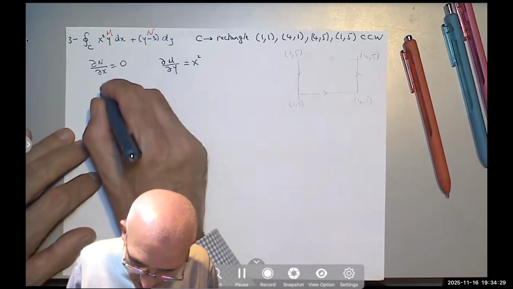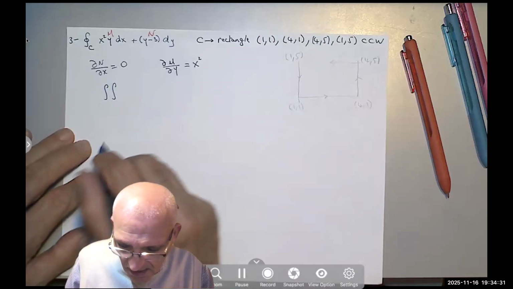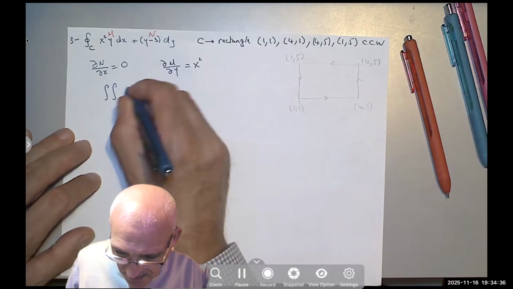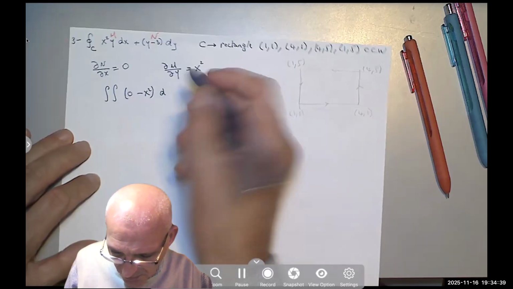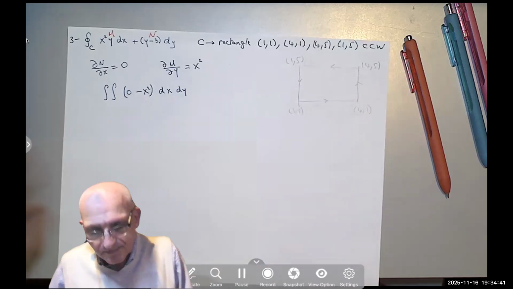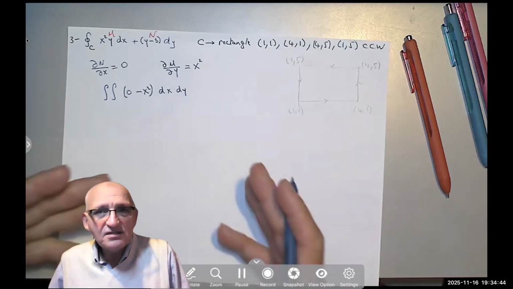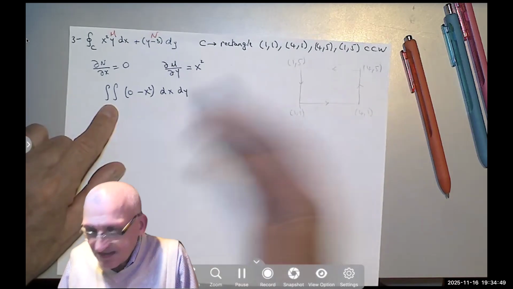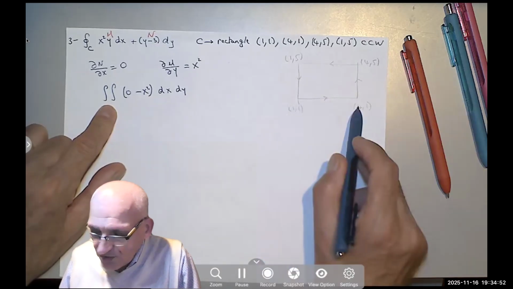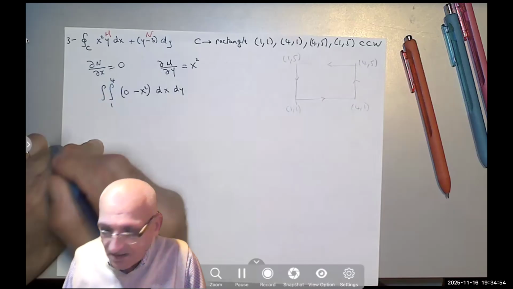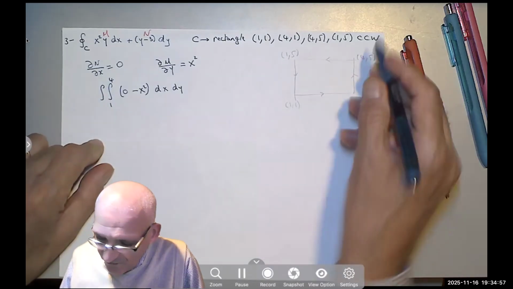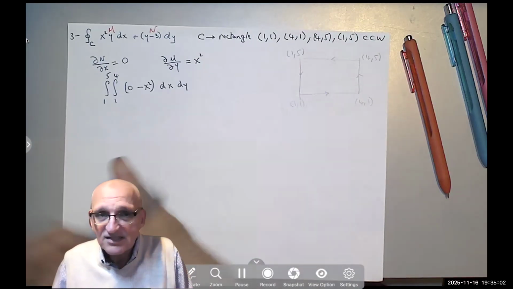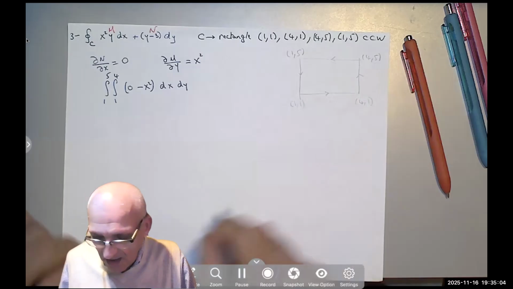So now my double integral of dn dx, which is 0, minus x squared dx dy. It doesn't matter, you can do dx first or dy first. That's a rectangle, so the integral of x is from 1 to 4, right? And the integral of y is from 1 to 5. So here you don't have to find functions, and that's why you can do the integral in any order.